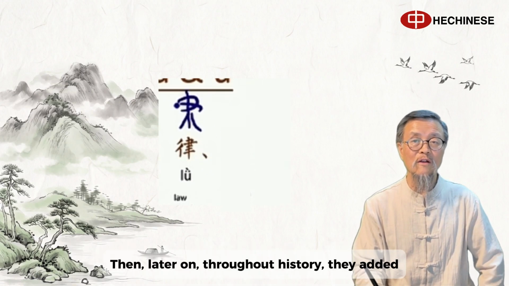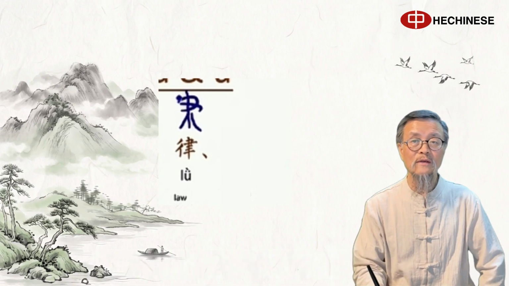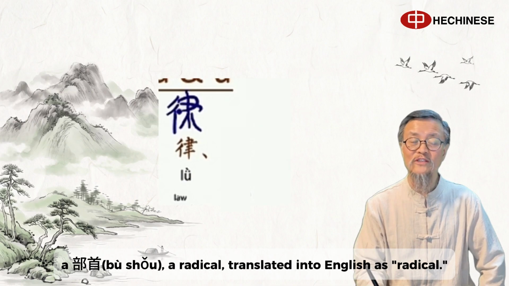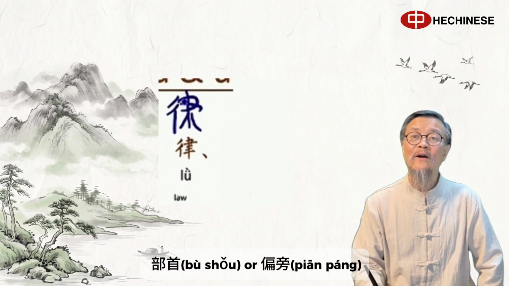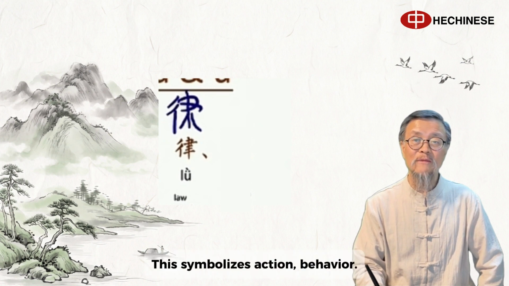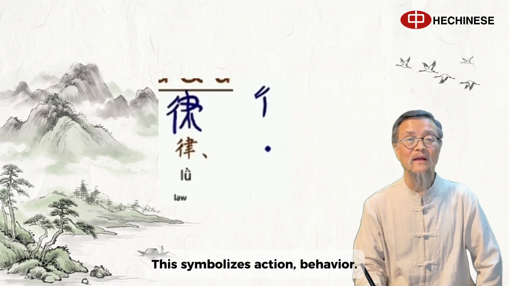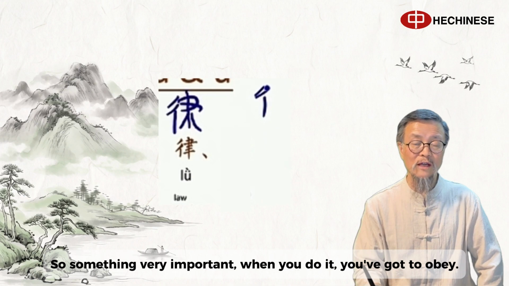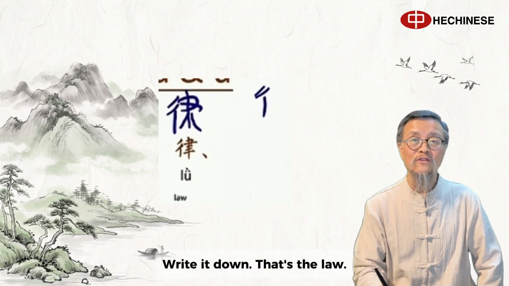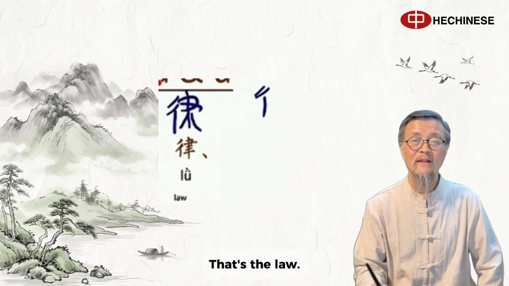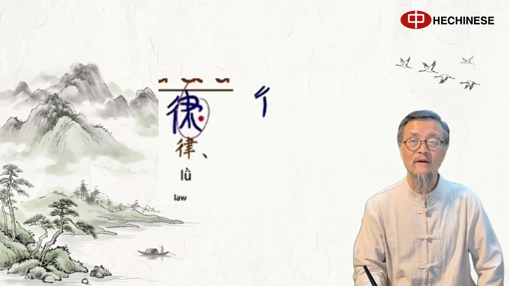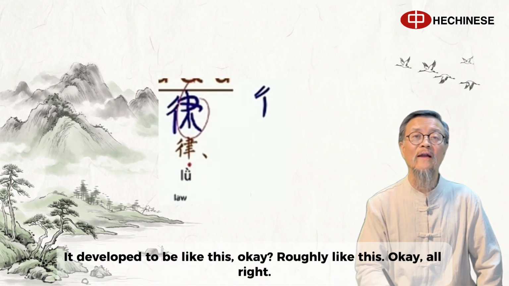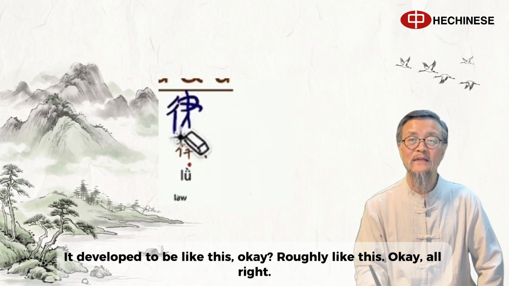Now later on, along the history, adding a radical, translated in English, the radical 部首 or 偏旁. This is symbolizing action, behavior. So something very important when you do, you've got to obey, to write it down. That's the law. That's the law. Developed to be like this. Okay. Roughly like this. Okay. All right.